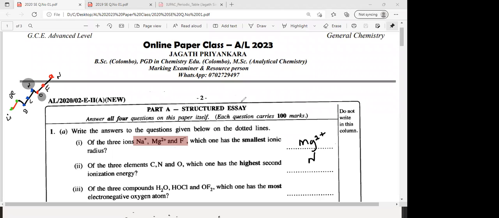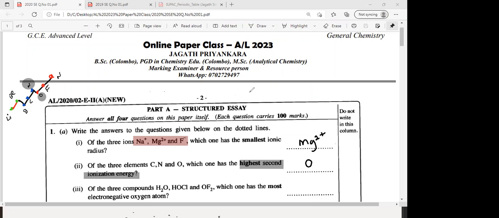Are they asking the highest second ionization? Sorry, they are asking the second ionization energy, not the first. Yeah, sorry about that. Then the answer will be oxygen, not nitrogen. Sorry about that.